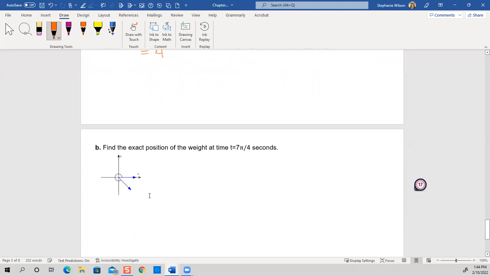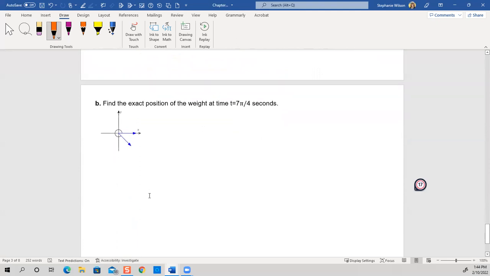Part B says find the exact position of the weight when the time is 7 pi fourths. All right, so now we are going to plug in some value other than 0. So we're going to take x equals 3 sine 7 pi fourths plus 4 cosine 7 pi fourths. All right, well, we need to know the exact value of sine 7 pi fourths, cosine 7 pi fourths, and where it lies. Well, I got a diagram here to help illustrate where it's at. Right here, see it?